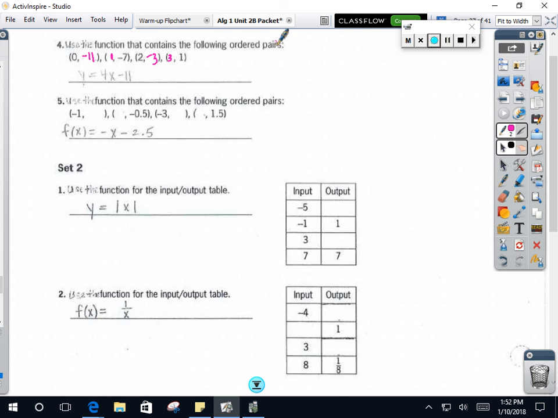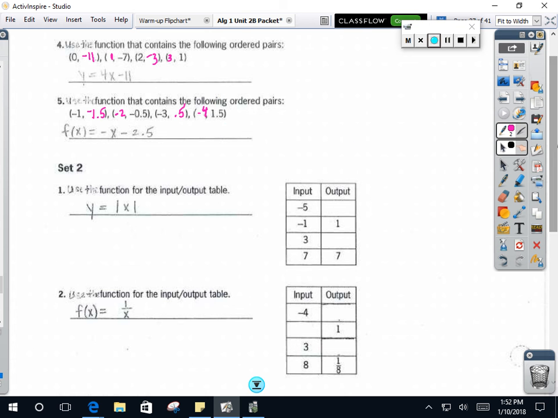Okay, number 5. When your input is a -1, that negative makes it a +1 minus 2.5, so -1.5. When your output is a -0.5, your input was what? -2. When your input is -3, your output is 0.5. And when your output is 1.5, did anybody get the input for it? -4. Hard to write that small.